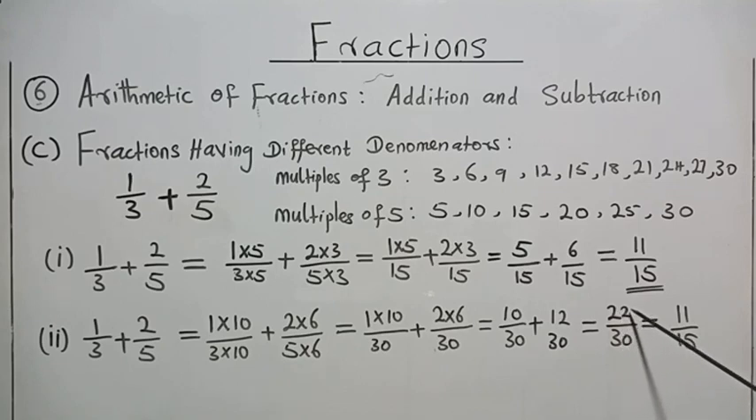But we can still bring this fraction down to its lowest term. How is it done? Divide both up and down by 2. That will lead us to 11 over 15. The same answer we got earlier. I hope that what has gone on here is clear to you.